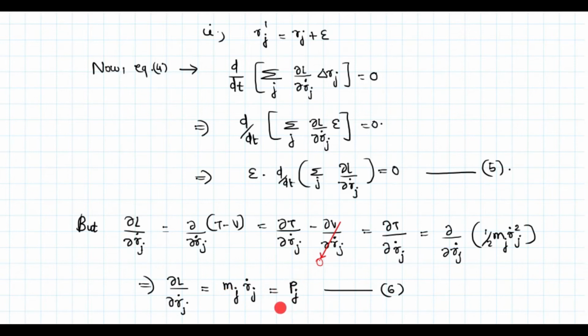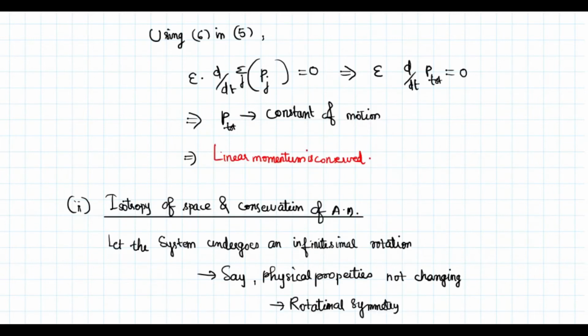So I am going to substitute this in equation 5. I will get epsilon into d/dt of summation over j Pj equal to 0. Now what is this summation over j Pj? It is nothing but the linear momentum of the entire system, P total. So I have epsilon into d/dt of P total equal to 0.